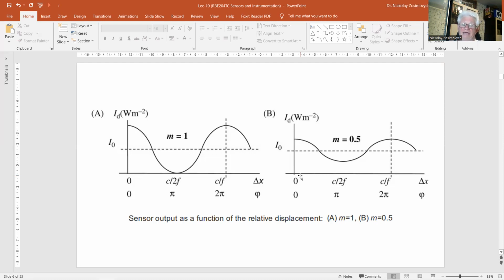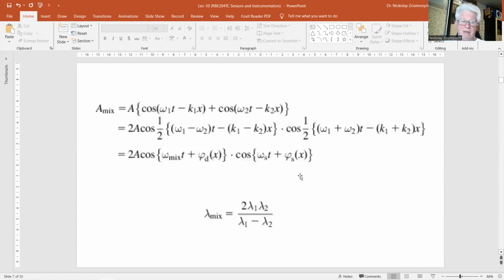The first is to count the number of dark-light transitions during the movement starting from some reference position, as with the incremental encoder. Another method makes use of an artificially enlarged wavelength, accomplished by mixing two waves of slightly different frequencies, omega 1 and omega 2, or wavelengths lambda 1 and lambda 2, as you can see in this equation.